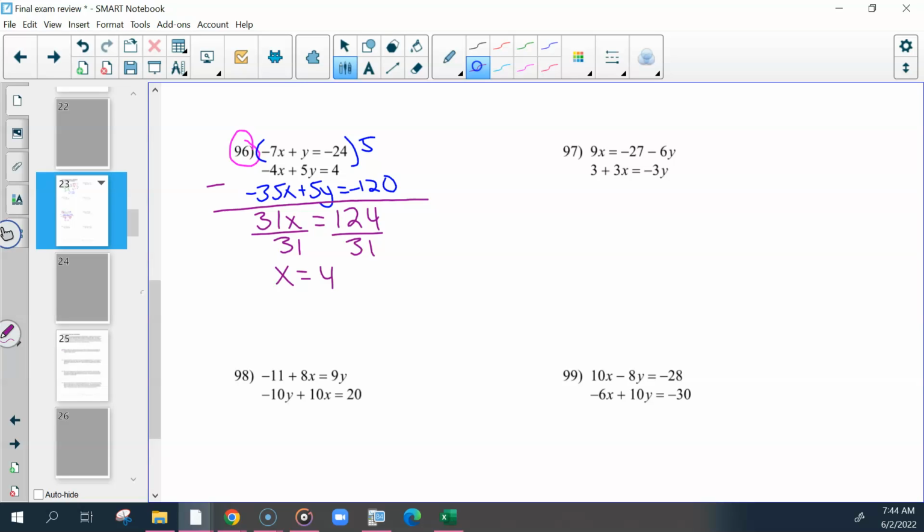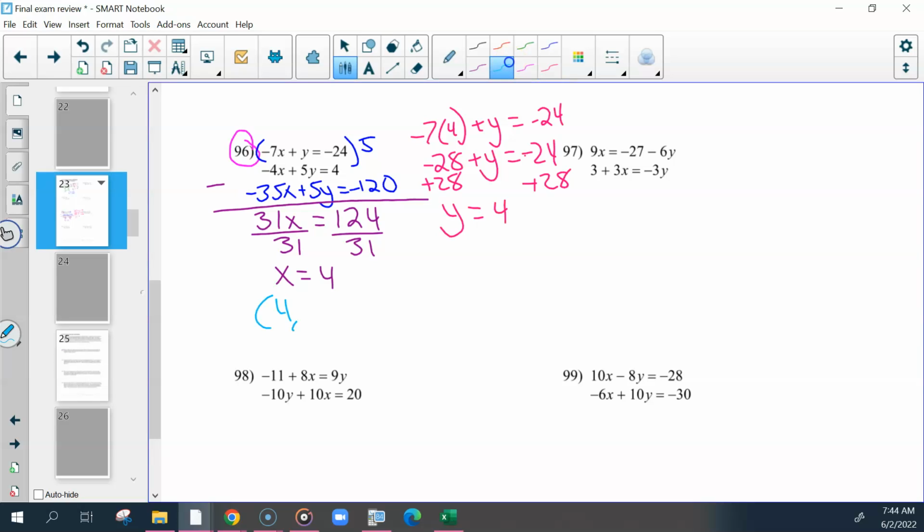And we can put this back in to find our y value. Does not matter which one, but I'm going to put it back in this first one, but you have 3 choices you can put it back into. So this would give me negative 28 plus y equals negative 24. Add 28 to both sides. So y equals positive 4. So our solution would be 4, 4.